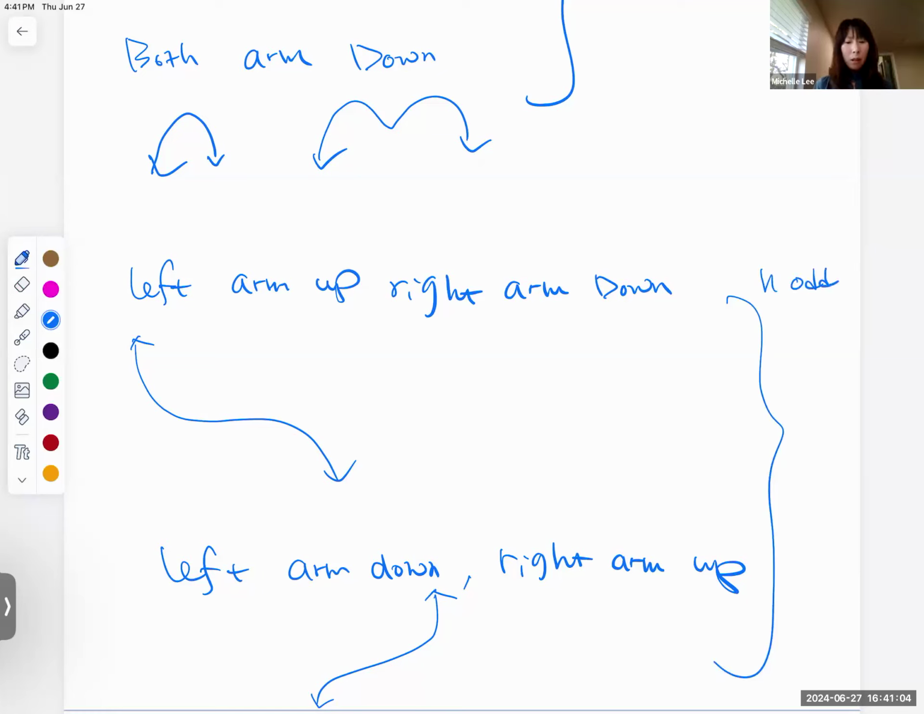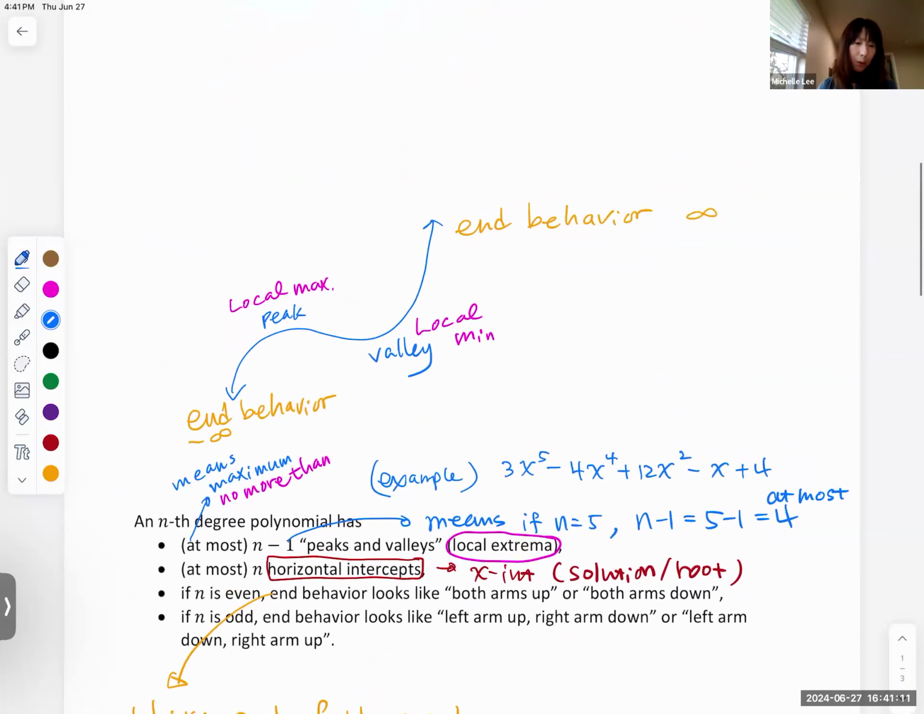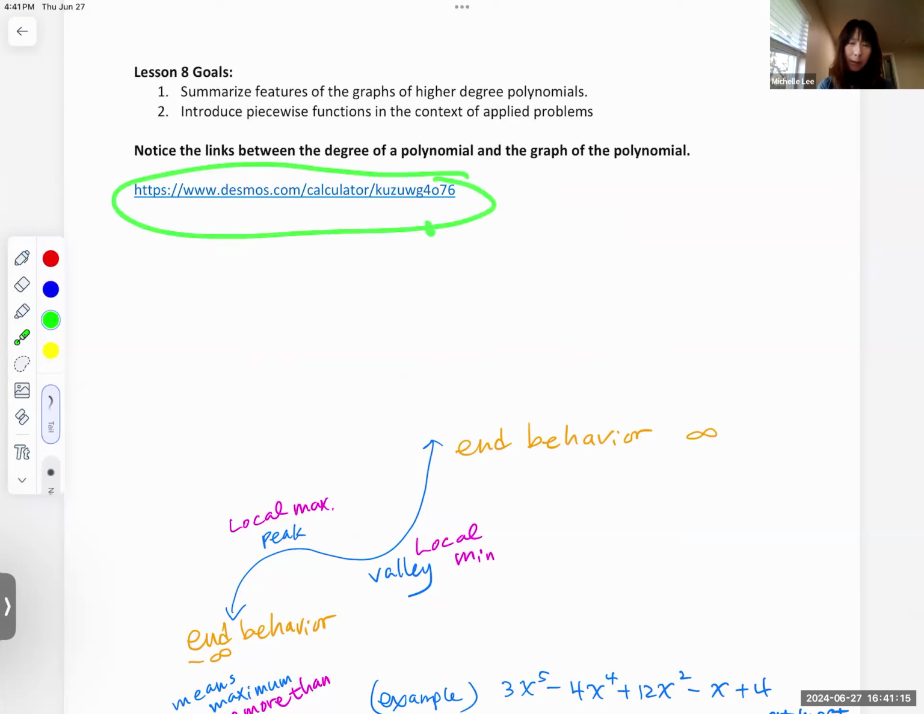All right, let me explain to you more by using the polynomial. So this polynomial, I want to go over the degrees here. Okay, so this is the one.